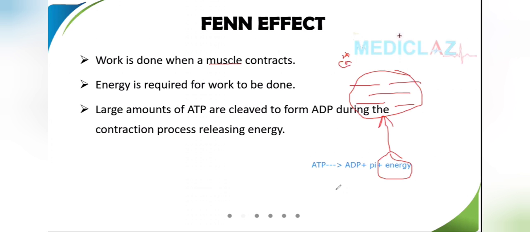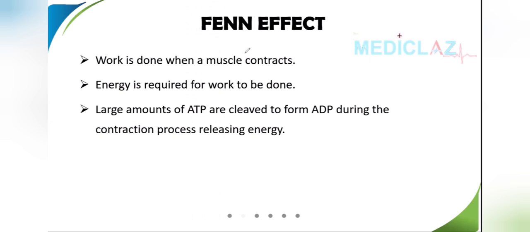So whenever you have to do your work, you need energy. And this energy is derived from the cleavage of the ATP. Cleavage means breaking down of the ATP. So if you're going to do more work, then more ATP is going to get cleaved. So this effect is called the Fenn effect.